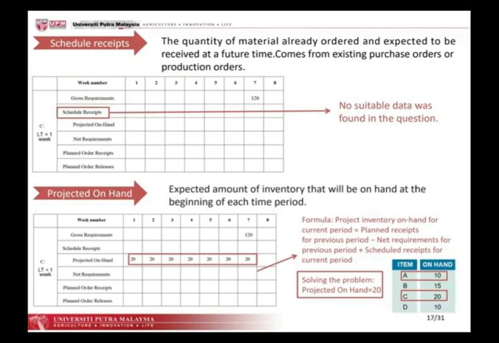The next part is projected on hand. The projected on hand is the expected amount of inventory that will be on hand at the beginning of each time period. The projected inventory on hand for the current period equals the planned receipts for the previous period minus the net requirements for the previous period plus the scheduled receipts for the current period. So, as can be seen in the table of the question, there are 20 units of Part C, and there are no other dates. So, the projected on hand is 20.